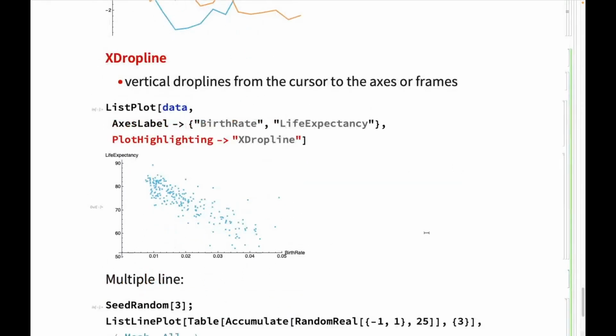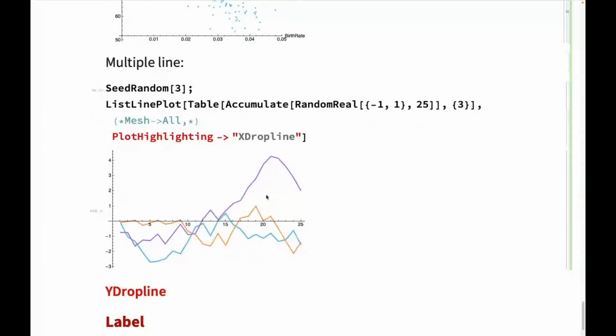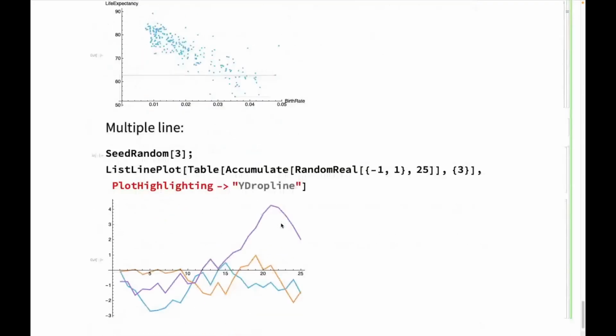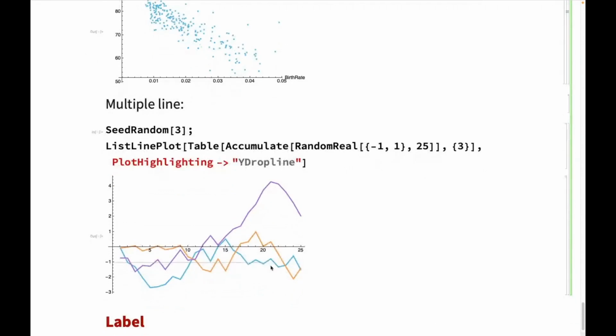And then we have something called the X drop line. It's just like the XY drop lines, but they only drop in the X direction. And this is the multi-line case. You see it goes to the X origin. If you have the frame enabled instead of the axis, it will drop to the frame. And this is the Y drop line. This is the same thing. Let me just go through this quickly.